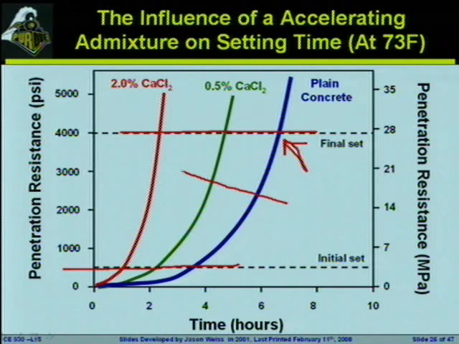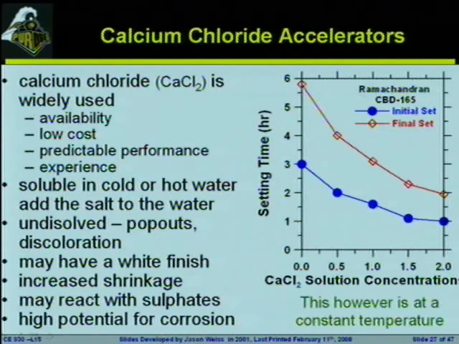And what you can see is as we add calcium chloride, the system is going to start to gain strength much more rapidly. We'd be able to get on and work the system at about 2 hours as opposed to waiting out to 6 or 7 hours for our plain concrete. So this is one type of application of the set accelerator. Now, calcium chloride is widely available. I would say that it's a widely used material. It's a low-cost material. It's got very predictable performance, and people have a lot of experience with this. It's soluble in both cold and hot weather. It's simply going to add some salt to the overall water of the system.